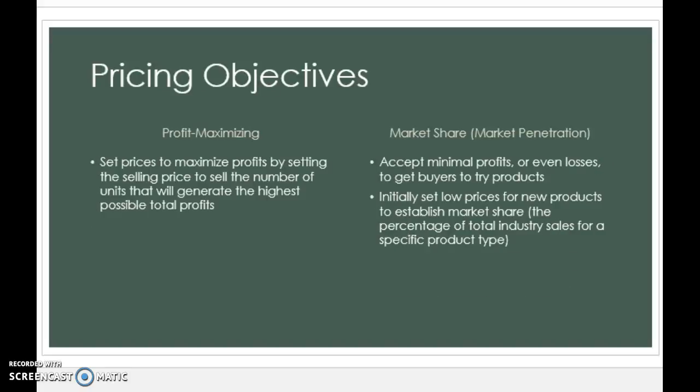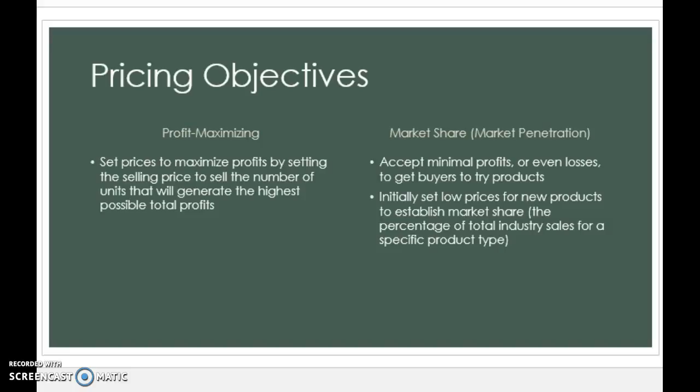Companies that set prices to maximize profits want to set the selling price to sell the number of units that will generate the highest possible total profits. If a company sets prices too low, it will probably sell many units, but may miss out on additional profits on each unit. If a company sets prices too high, it will make a large profit on each item, but will sell fewer units.